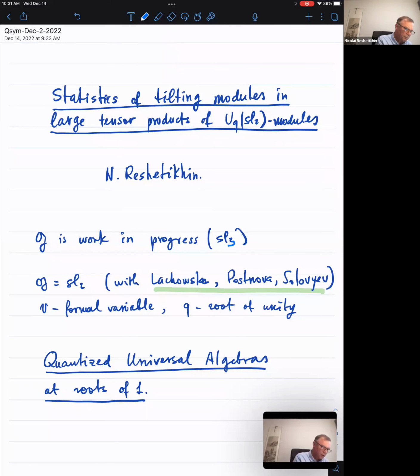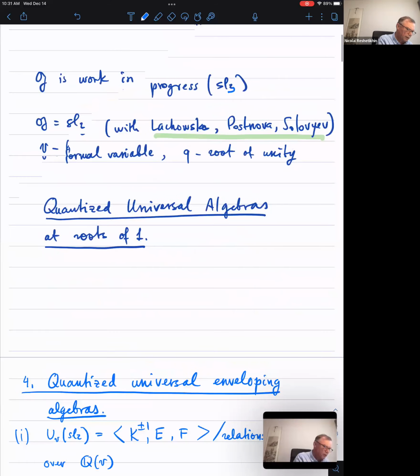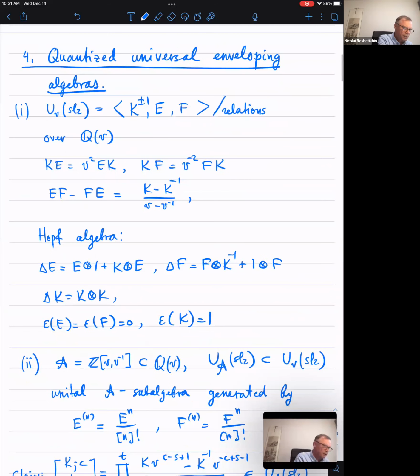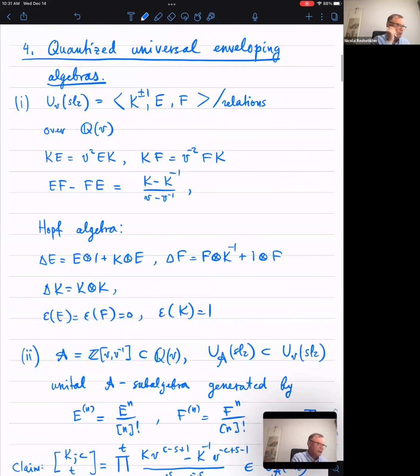Okay, so first let me say a few words about quantized enveloping algebras. So you see it's a continuation of the previous talk, so it's number 4. Quantized universal enveloping algebras. So we are focusing here on quantized sl2. And so if v is generic, generic means that it's a variable, I should say, not generic, but it's a formal variable.